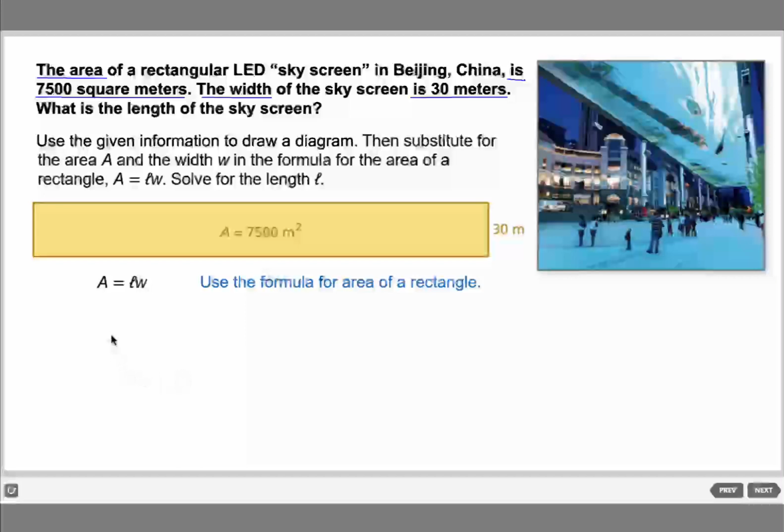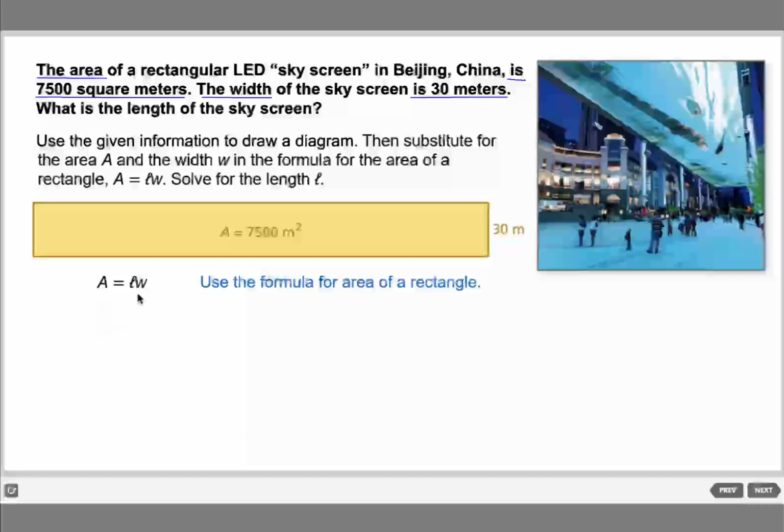Okay, help me again, my heroes. What's the value for A? In the question, what is the number for A? Area. It's given, my heroes. Look at the picture, look at the diagram and look at the question. You have the area given: 7,500 square meters. So this is the value for the area, 7,500.